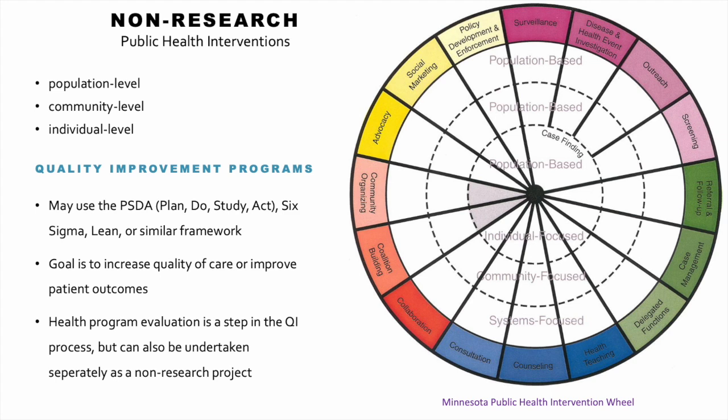We previously talked about the levels of prevention: primary prevention, secondary prevention, and tertiary prevention. Health interventions or programs at any of those levels could be either research or non-research depending on the design. Quality improvement programs are a category of non-research you often see in community health centers and other clinical settings. Such programs may use the Plan, Do, Study, Act, Six Sigma, or Lean frameworks, and the goal is to increase quality of care or improve clinical outcomes.